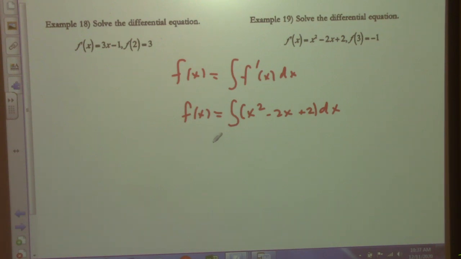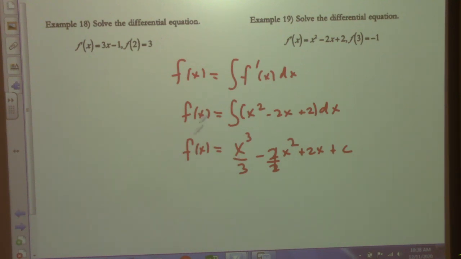Yes. Okay, so now f of x is going to be equal to, I get x cubed over 3, does that look right? Minus 2x squared over 2 plus 2x plus c. So those will cancel out, so we get 1/3 x cubed minus x squared plus 2x plus c. Does that look right? Okay. Does that look right, Carson? All right, what goes on next here?